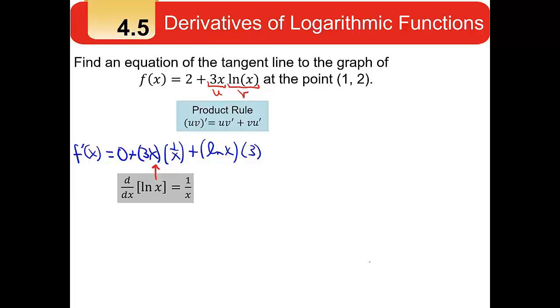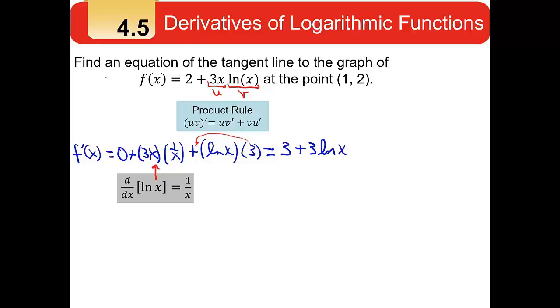So that'd be u, which is 3x, times the derivative of natural log of x, which is 1 over x, plus, then I reverse it, natural log of x multiplied by the derivative of u, which is 3x, and the derivative of 3x is 3. So the x cancels, the 0 goes away, and you're left with 3 in the next term. You typically put the number in front just to make it look better, and you get 3 plus 3 times the natural log of x. That's the derivative.